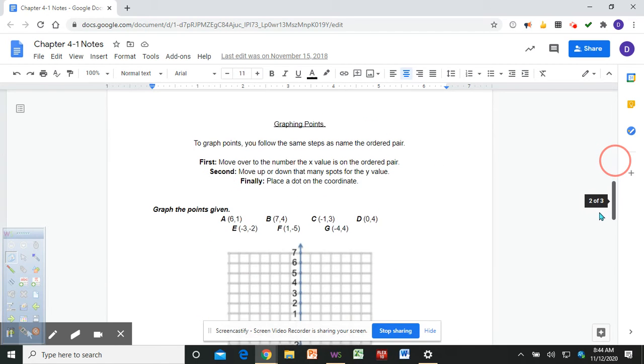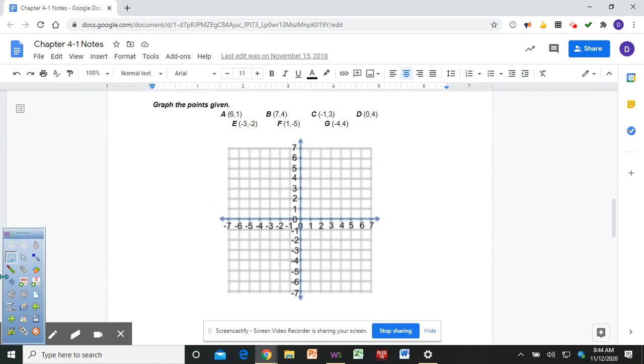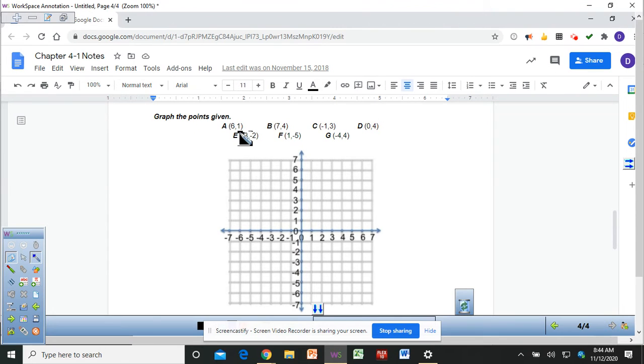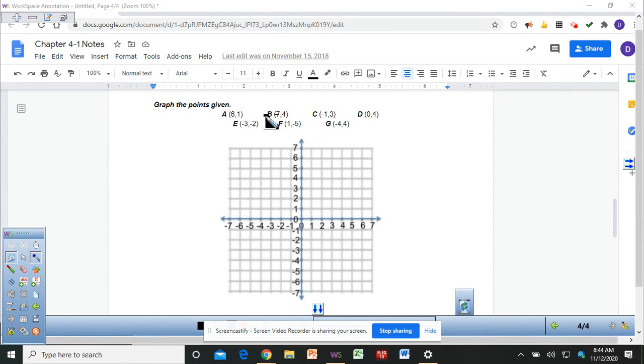So now graphing is the same thing. We're going to make sure to label these so we know the difference between them all. So I'm going to go 6 spots to the positive, so that'd be right, and then 1 spot up. So I go 6 spots over, 1 spot up. That would be A. For B, I'm going to go 7 spots over, 4 spots up, which would be B. For C, I'm going -1 spot over and 3 spots up. That'd be C. D, I'm going 0 spots over, 4 spots up, which would be right there.